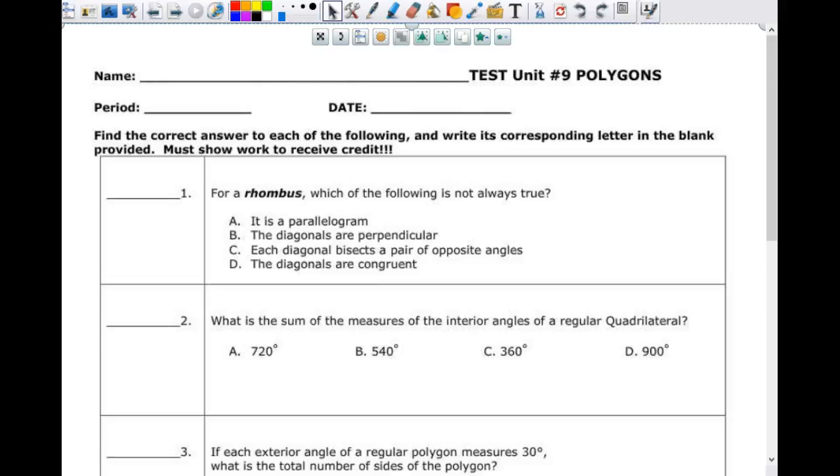Are you doing your test? Oh no, you have to do that outside. Take the desk, bring it outside.